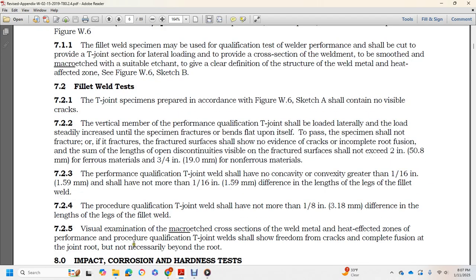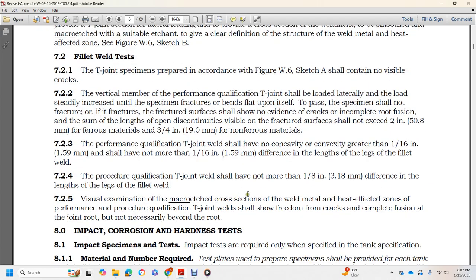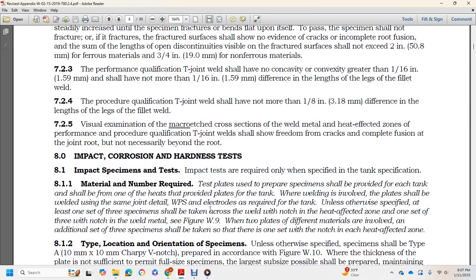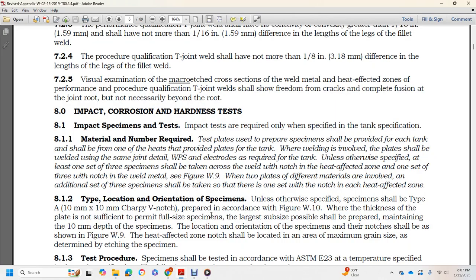of the fillet weld. Visual examination, micro etch, draw section of the weld metal and heat affected zone. The performance and procedure qualification T-joint weld shall be free from cracks and have complete fusion at the joint root, but not necessarily beyond the root. 8. Impact and corrosion hardness tests. Impact specimen tests. Tests and impact tests are required only when specified with the tank specification material number required.